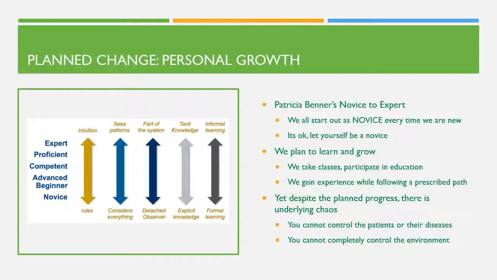So you can't control the patients, you can't control their diseases, you can't control the environment, you can't control life. So you can't control all the extraneous things that are happening, like births and deaths and illness and relationships and finances and oil furnaces and car tires and all those other things. So there will be chaos. So even despite all of your perfect planning, there will be chaos.